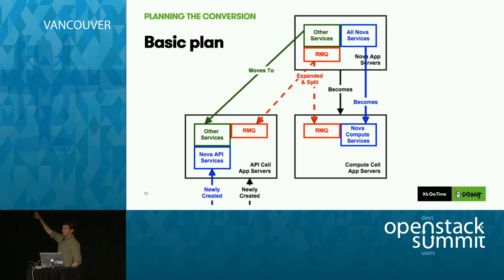As a visual representation of what's happening here, we're going to take our existing Nova instances, which live on these servers at the top. They're also co-located with all the other OpenStack services, so Glance, Keystone, Neutron, et cetera. We're actually going to build new servers that are going to be our API cell and run all the non-Nova services, so there'll be a migration there. And then the existing machines, we're just going to leave that Nova alone, and that's going to become our first compute cell.